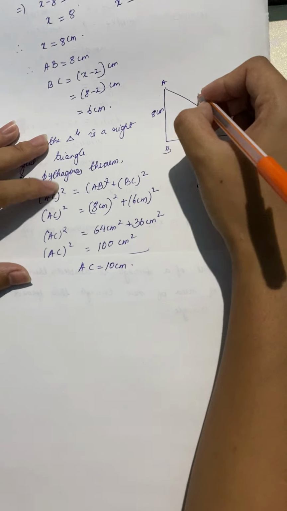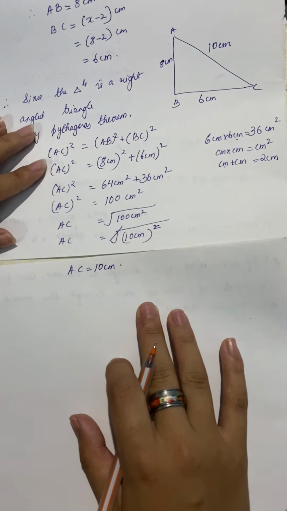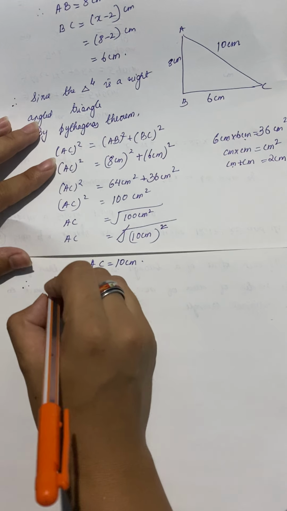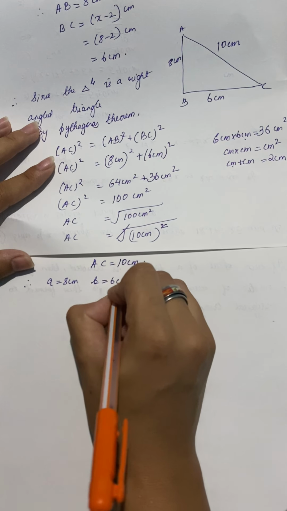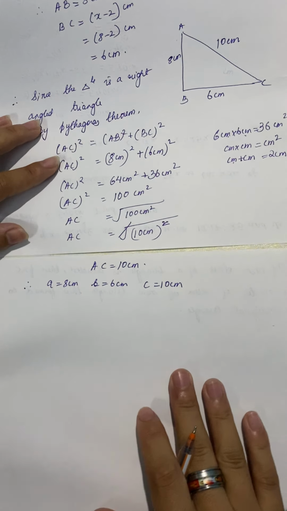That means you have finally found the third side of the triangle. So I'll write down the third side of a triangle. Therefore, I can write this as A must be equivalent to 8 centimeter, B must be equivalent to 6 centimeter, C must be equivalent to 10 centimeter. Clear up to this much?